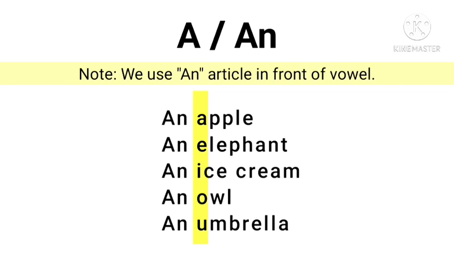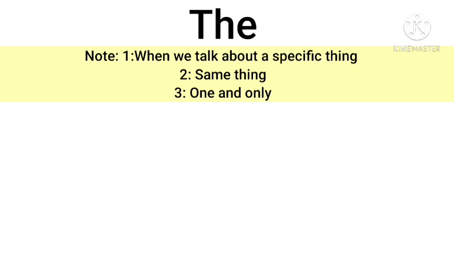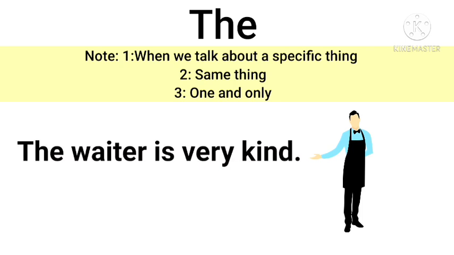Now let's use the article the in sentences. Note, we use the article the first when we talk about a specific thing. And secondly, we use the article the when we talk about the same thing that we have talked about before. And third, we use the article the when we talk about one and only thing, just one. Let's use the article in examples.